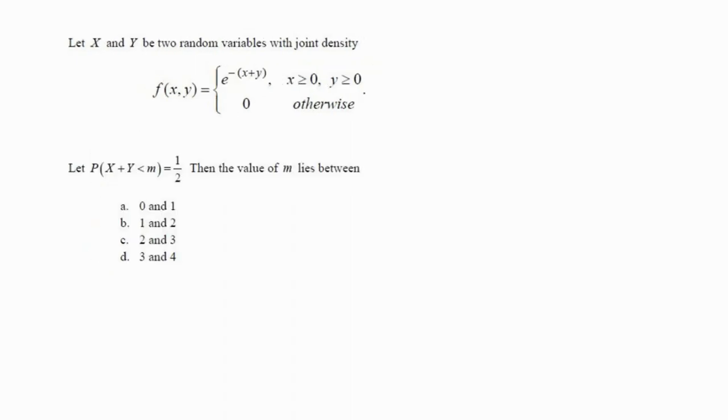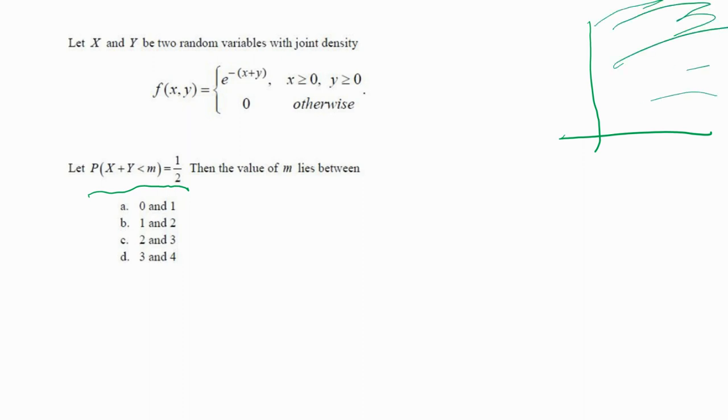Now again we have a similar question. We have x plus y less than m, with probability equal to 1 by 2, then the value of m will lie between what? So x is greater than 0 and y is greater than 0. So this is the whole region, like this. All this will come under f of x, y. Given here is that x plus y less than m.